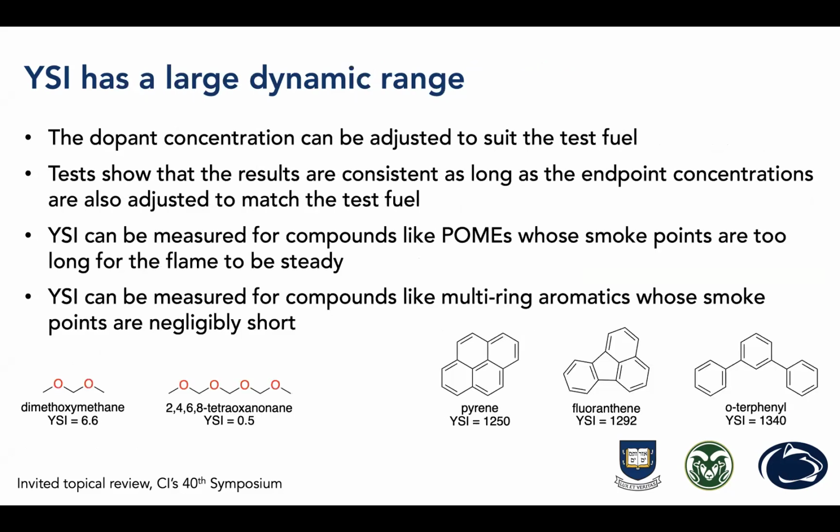Another really important feature is that YSI has a large dynamic range. We're able to measure things that have very low sooting tendencies, in other words, 6.6 and 0.5 for these dimethoxymethanes, for example, and things with very, very high sooting tendencies, like these multiple ring aromatics, with sooting tendencies from 1250 to 1340. That's an extremely important property of the measurement technique.